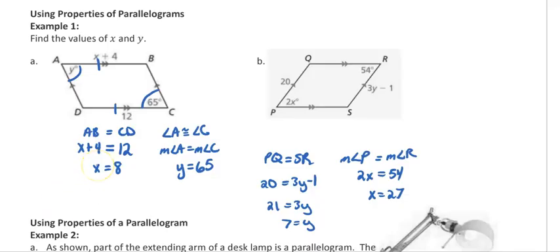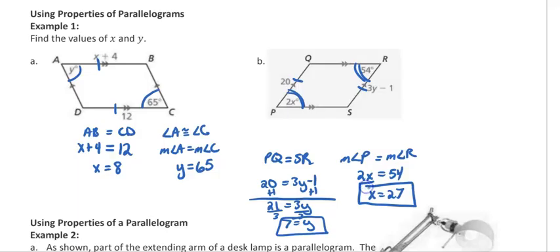Okay, so I knew that opposite sides are congruent, so side PQ is congruent to side SR, which means that PQ equals SR. So I set 20 equal to 3y minus 1, and then I'm going to add the 1 to both sides, and then I'll divide by 3, and I get y equals 7. Then I know opposite angles are congruent on parallelograms, so 2x equals 54. I divide by 2, and I get x equals 27.